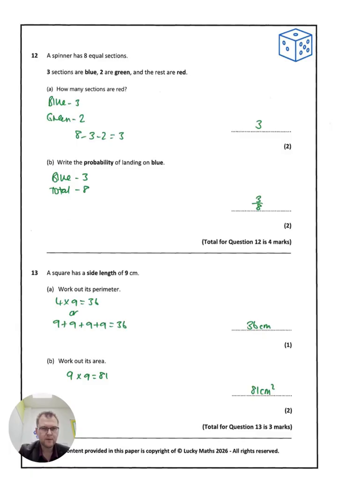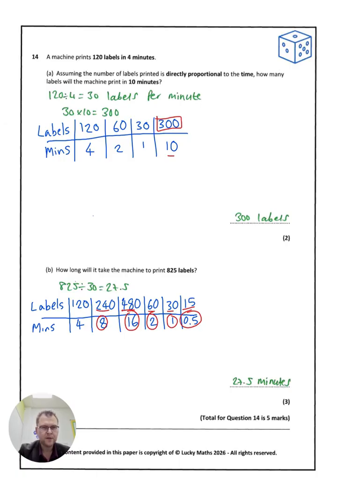Question 12 is about working with probability basically, and then we've got perimeter and area. So I've left those two alone, but anything to do with proportion, again, this one: a machine printing labels in a certain time. If we're told 120 labels is 4 minutes, we could halve it and work out eventually that 30 labels equals 1 minute. So in 10 minutes, it will be 10 times the number of labels that we have for 1 minute. 30 times 10, 300 labels.